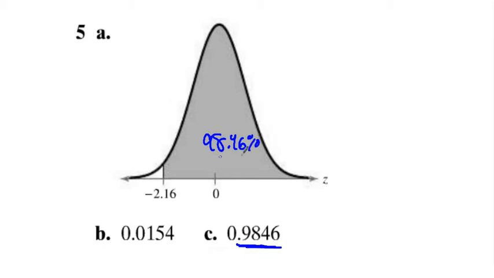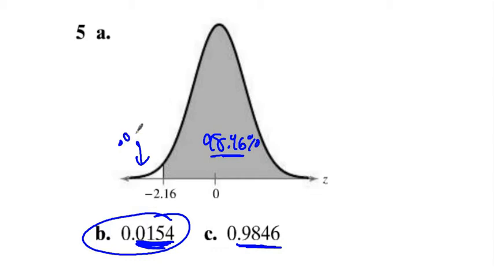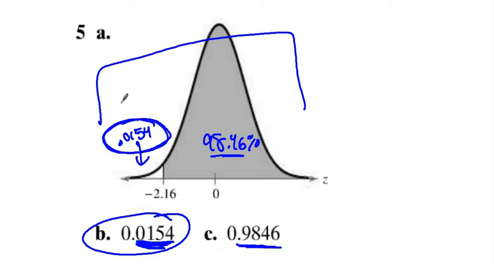And it looks like they end up getting 98.46%. This other stuff is them showing you how to do it using the table. If you do use the table, it always gives you area to the left. So the area to the left is 0.0154. How would you get the total area? Well, the total area is 100%, so if you did 1 minus that number, then you would get 0.9846 or 98%.